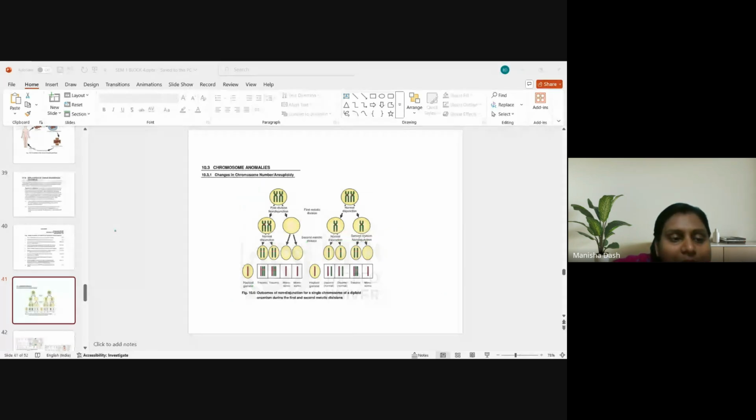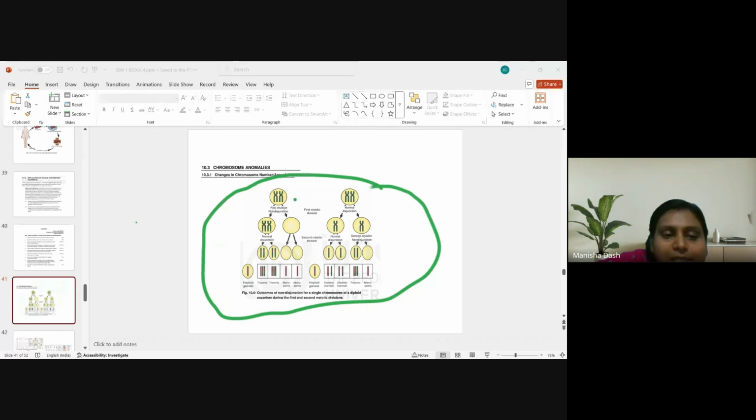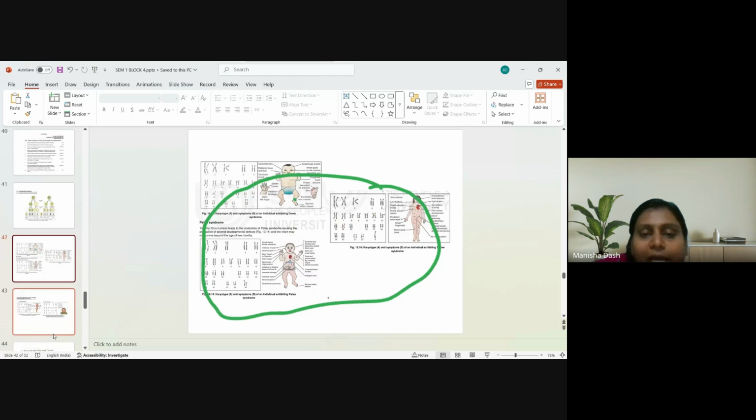Then you must explain how exactly the problem in the number is arising. You can explain it in your words, but my suggestion is that it's better if you draw a figure like this, because it clearly demonstrates how and what is happening. Then you have to cite the examples. First you cite some autosomal examples. Since the question is for 10 marks, you must include at least 5 to 6 types of disorders.